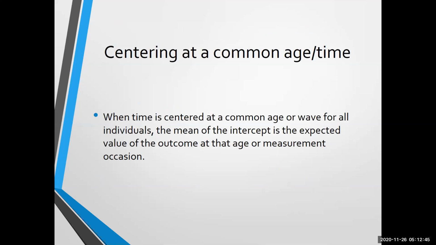If you center at a common age time, for example, in the study of children in early childhood centers, if I center at age 3, like 36 months, I would take the original age of the children and subtract 36, which would make the zero be a child at age 3. Therefore, the mean of the intercept is the expected value of the outcome at that age, which is age 3. So that would define the interpretation of the intercept with respect to the status of the child at age 3.